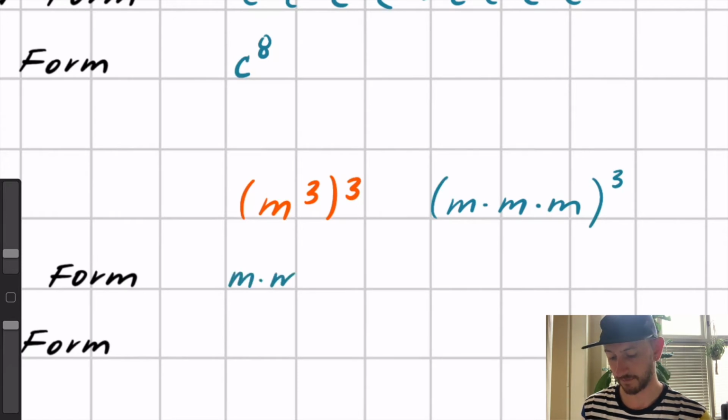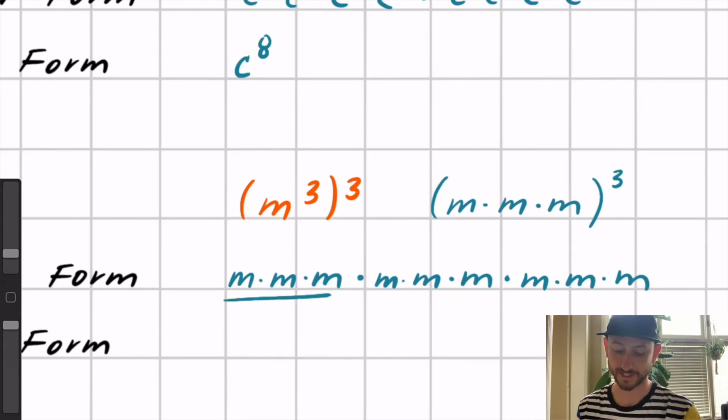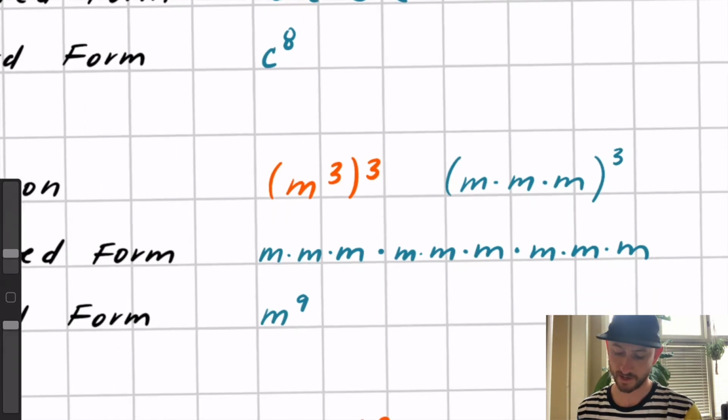We have m times m times m. That's what was originally in the parentheses, but we need to do that 3 times. So times m times m times m times m times m times m. There's the parenthesis, what is inside the parentheses, once, twice, 3 times. If you count those up, we have 9 of them. M to the power of 9 would be standard form.